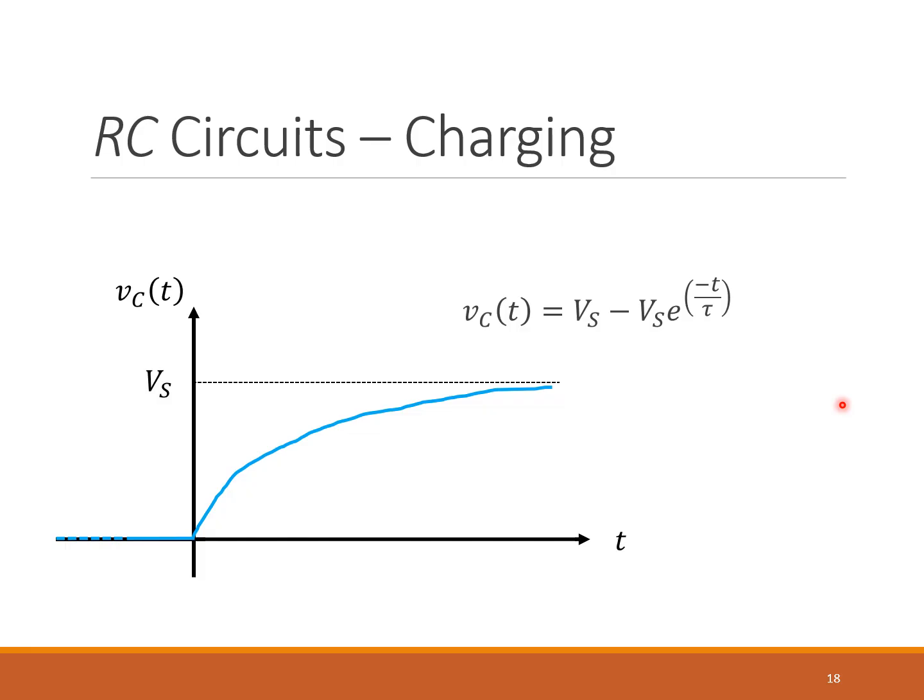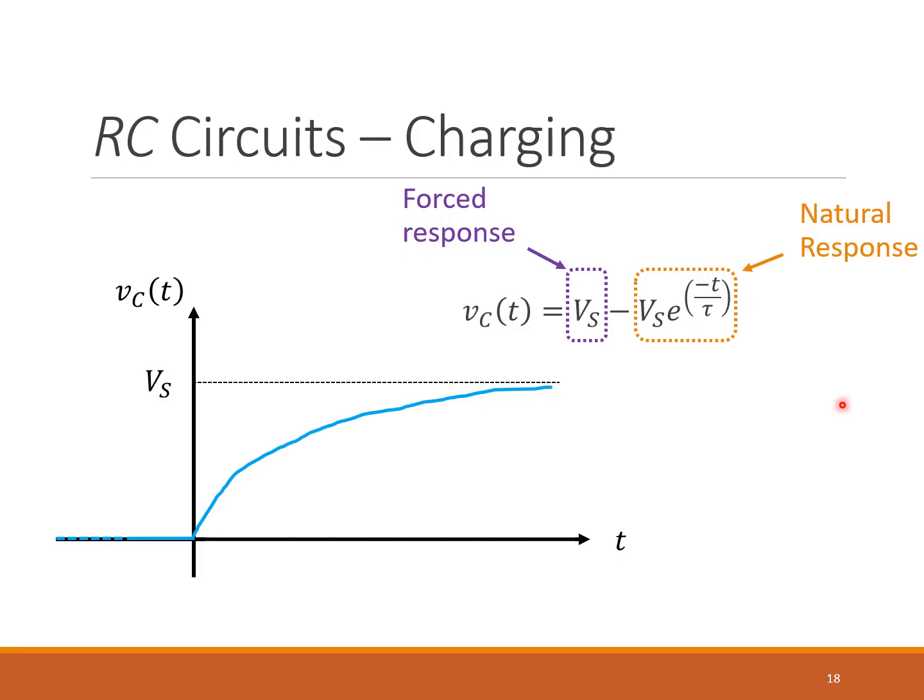I want to talk about the terminology for these different parts of our equation and these different parts of our plot. So for our capacitor, as we are charging this up, we have two parts of our response. We have our forced response, which is named because our voltage is being applied or forced on the capacitor. So this is our Vs from the source. And then we also have our natural response, which is the decaying portion of the response to that voltage.